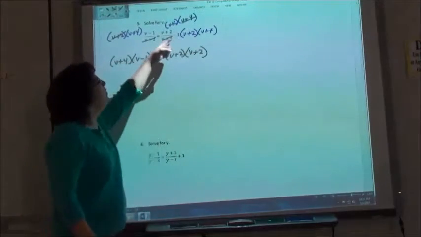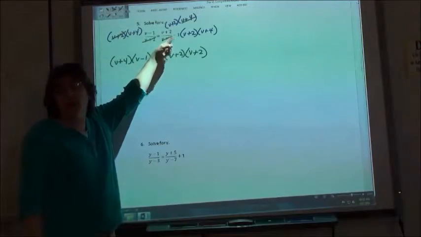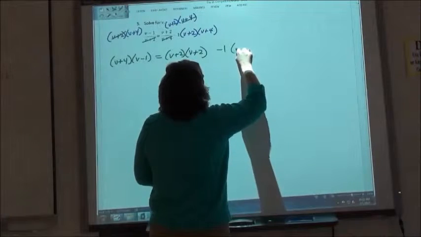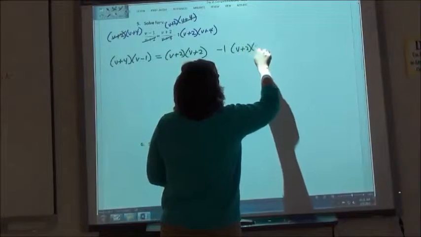Now in this one we have to be a little more careful. It's a minus 1, not a plus 1. So we're going to end up having to use that minus 1. So we need that there. And we have the v plus 2 and the v plus 4.